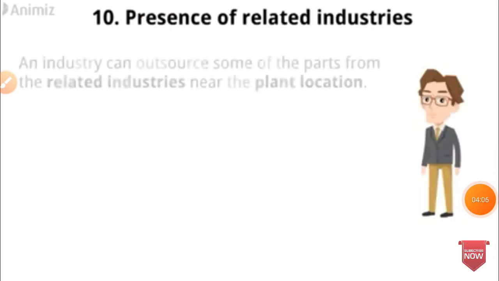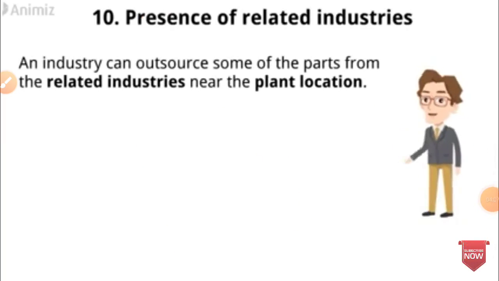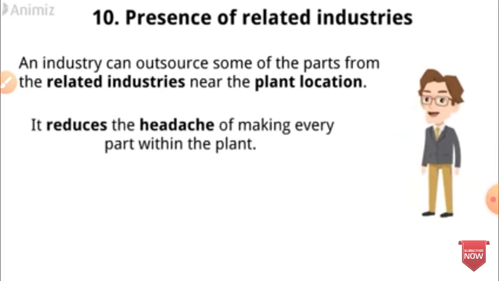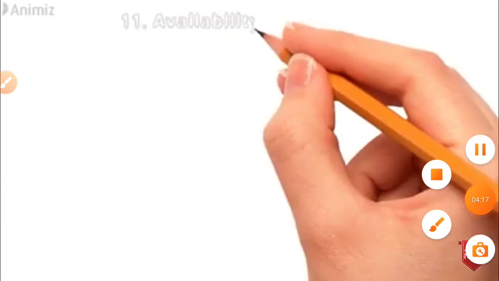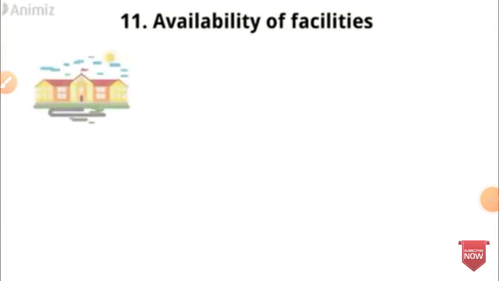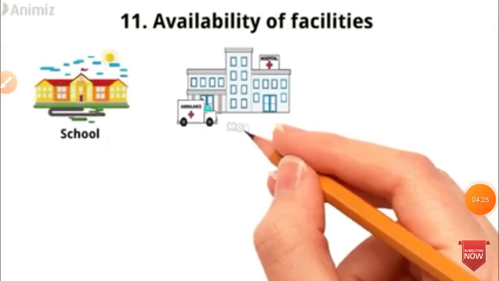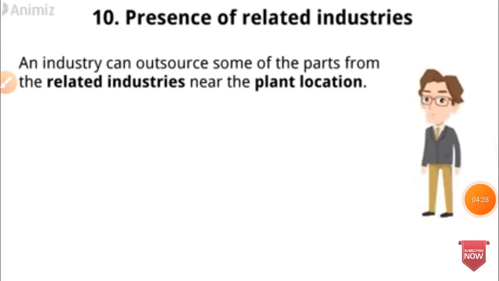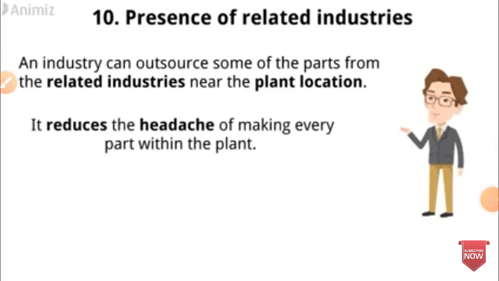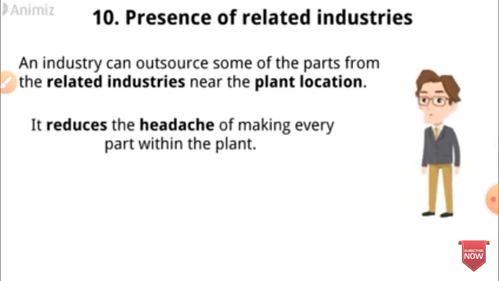The next point is number 10, presence of related industries. Industries can outsource some of the parts to related industries near the plant location. It reduces the headache of making every part within the plant.